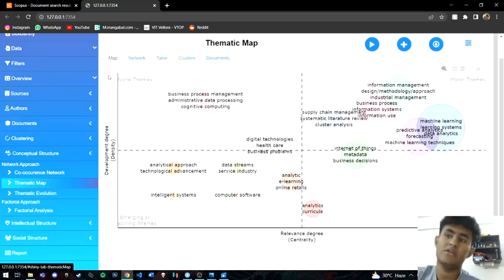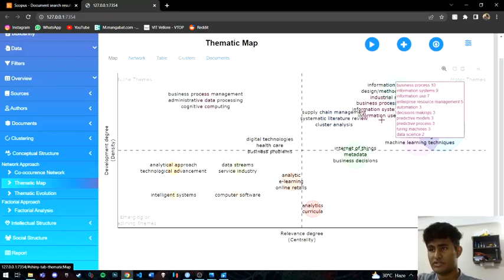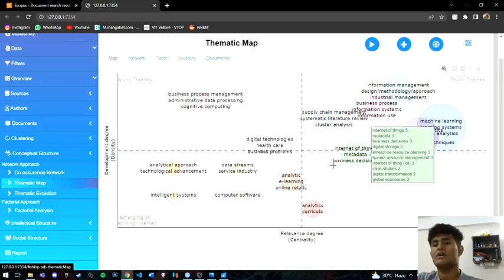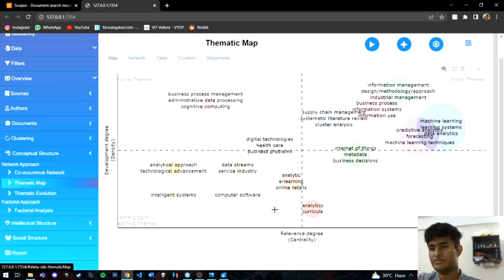Thematic map is thus obtained in biblioshiny, which divides the themes in the data set into four parts, which would be niche themes, motor themes, emerging or declining themes, and basic themes. Here we see that the motor themes include keywords such as machine learning, business processes, supply chain management, and cluster analysis. And basic themes include metadata and business decisions. The emerging and declining themes include intelligence systems, computer software, and data streams, while the niche themes include digital technologies in healthcare and cognitive computing.